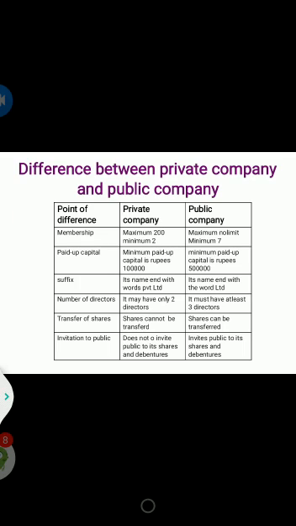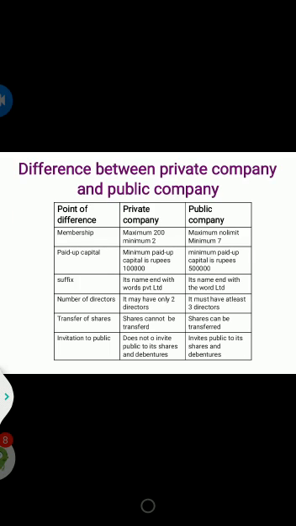So the first difference is on the basis of membership. To form a private company, there should be a minimum of 2 members and a maximum of 200 members. And if it is a public company, 7 members are the minimum and there is no maximum limit. Then it comes to paid up capital.